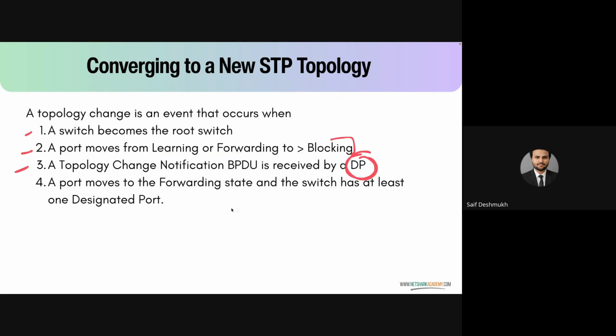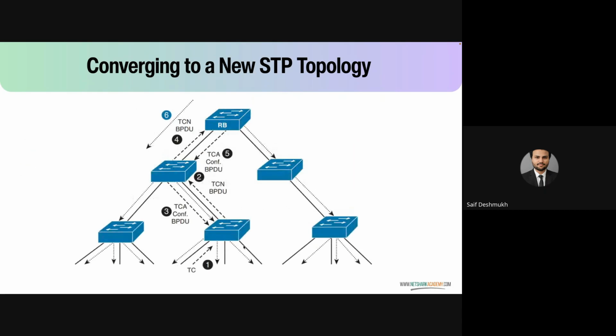For whatever reason, in the list here, a topology change happened on this switch. By the rules, it has to notify the root, because the topology change happened. It's possible that one interface was blocked earlier, or an interface went from forwarding to blocking.